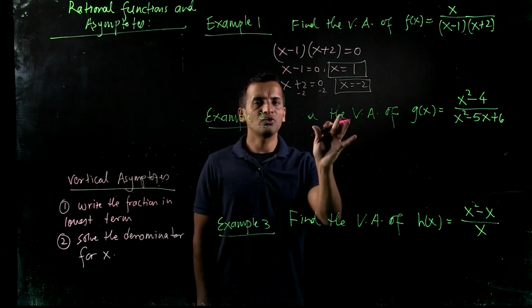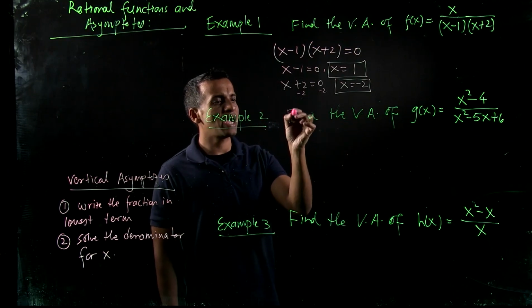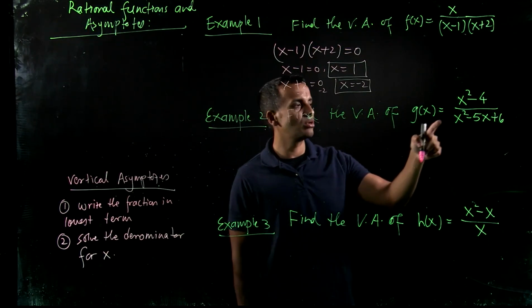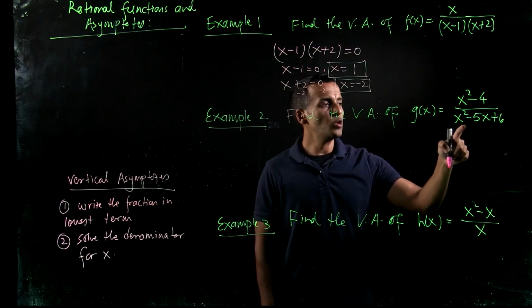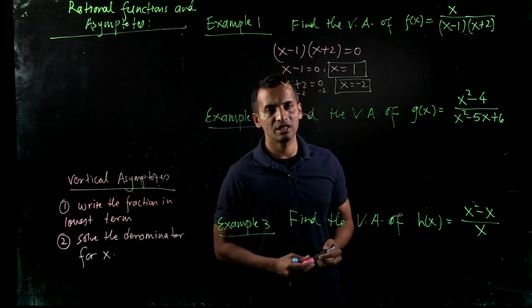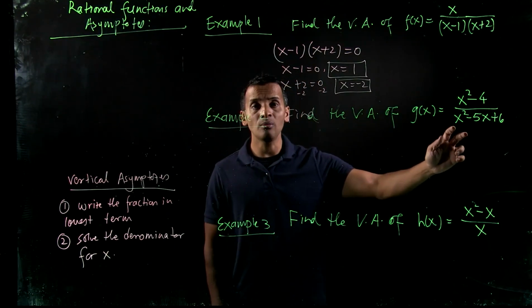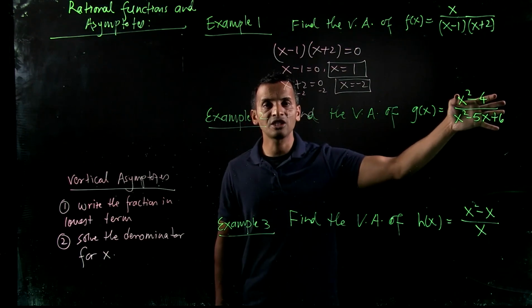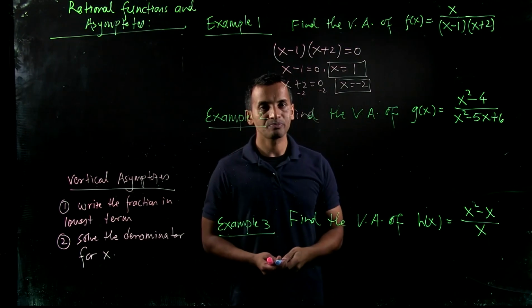Alright? So for the second example, you want to find the vertical asymptote for g of x equals x squared minus 4 over x squared minus 5x plus 6. So is this the lowest form? We don't know yet, because you need to find the factors first. What are the factors of the top? What are the factors of the bottom?